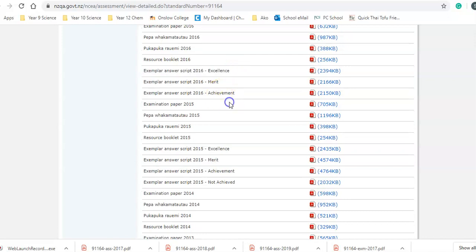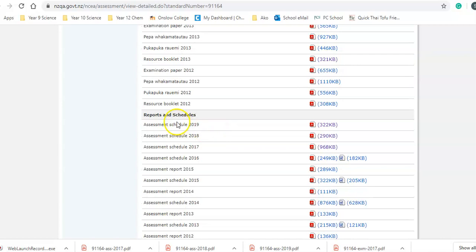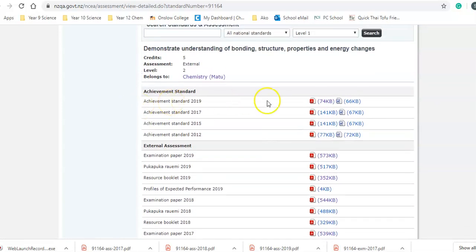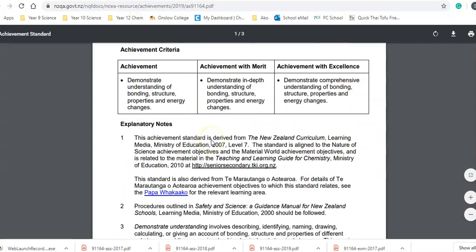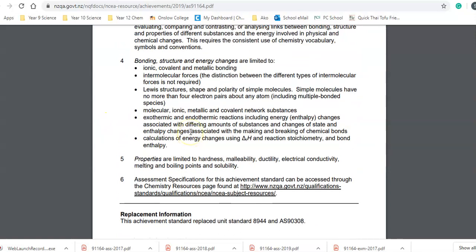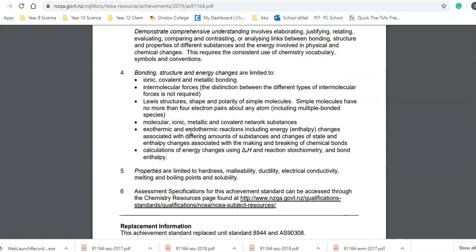These can be good to look at, but what I'd really recommend when you do practice exams is looking at the assessment schedule, which gives you what the suggested answer would be for each question. So right now we're just going to look at the achievement standard itself. From here, we can look down, and this is in your SciPad as well on the front page. This gives us the scope of what can actually be examined in the exam. And this is a part about properties. Properties are limited to hardness, malleability, ductility, electrical conductivity, melting and boiling points, and solubility. So these are what we're going to be looking at, the properties for ionic compounds in this video.